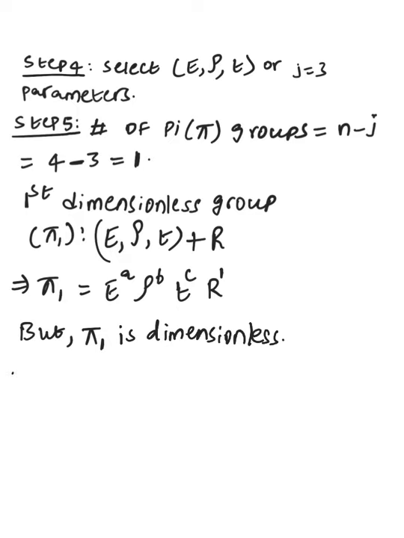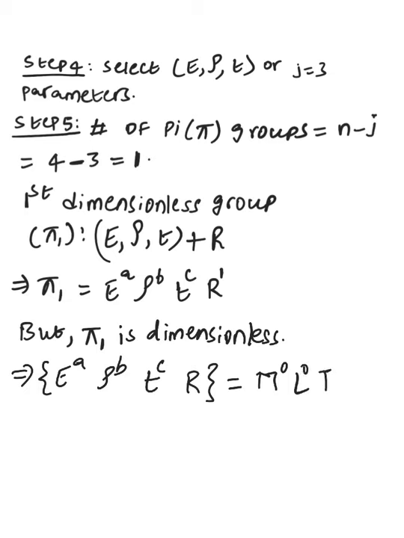So that implies we can build up an equation or relation as E^a ρ^b t^c r is equal to, if π1 has to be dimensionless, then in place of π1 it has to be a constant, which can be written as M^0 L^0 T^0.